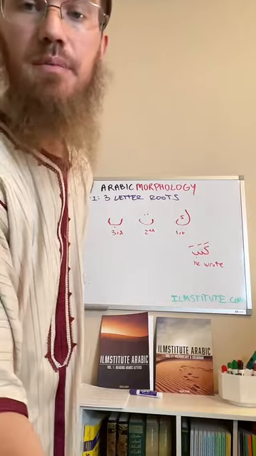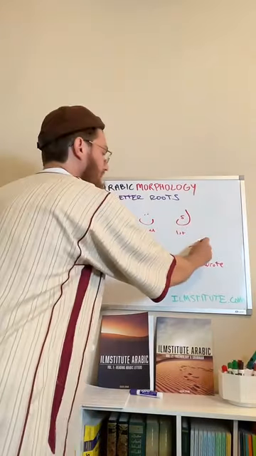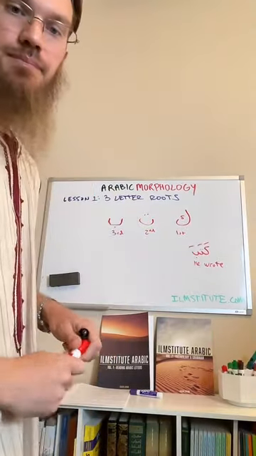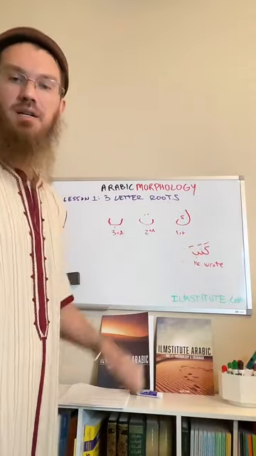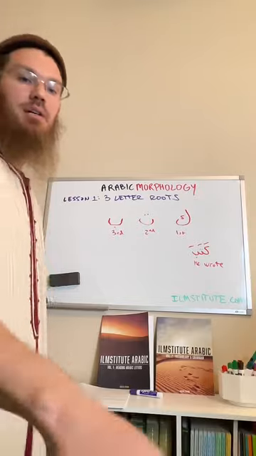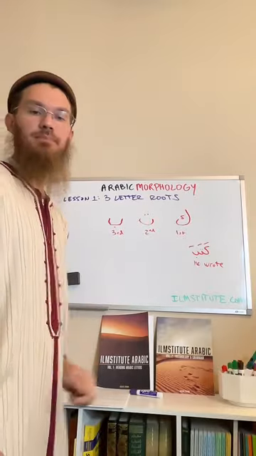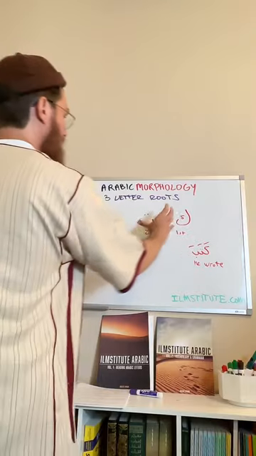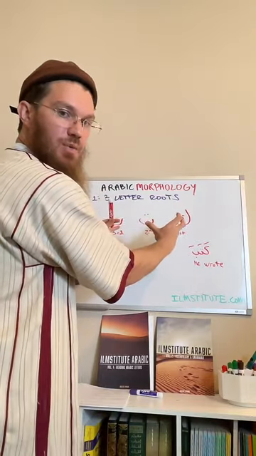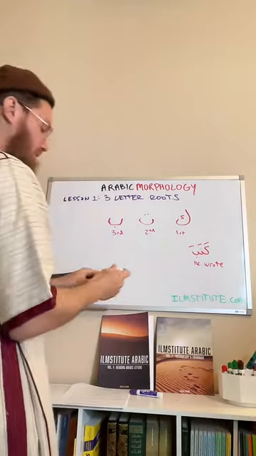Anyone know what these symbols are called? Tell me in the chat if you know. These symbols that are written above a letter are called harakat. But what is this haraka called? Very good. This is called a fatha. So kataba, he wrote. That is one way to take these three root letters and morph them into a word.